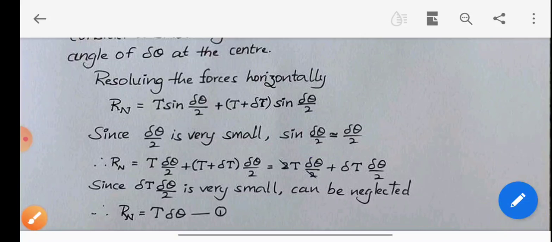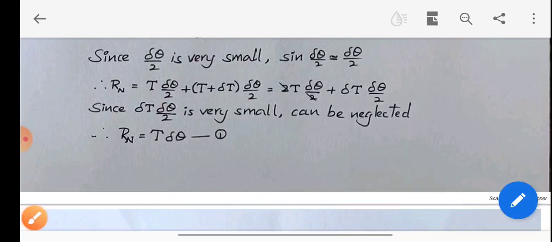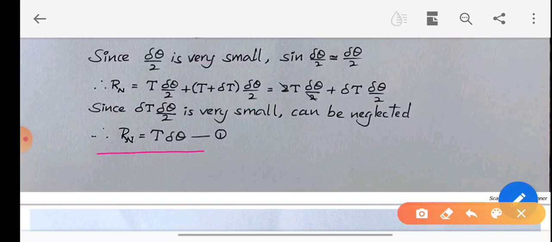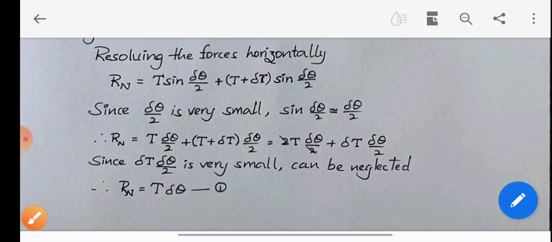So I will get Rn is equal to T delta theta by 2 plus T plus delta T into delta theta by 2. On simplification, you can see we will get Rn is equal to T into delta theta. Here again this delta T into delta theta by 2 is very small and it can be neglected for our analysis purpose. So this is resolving the forces horizontally.